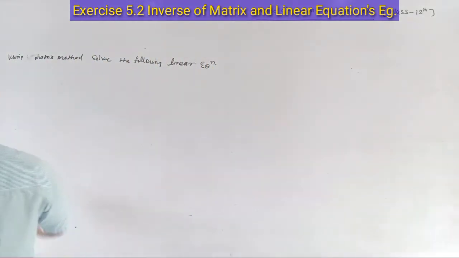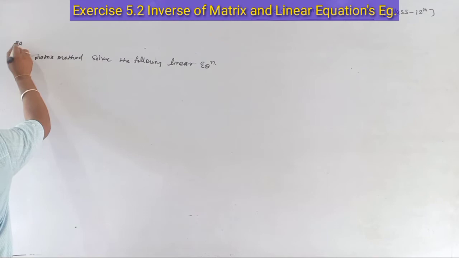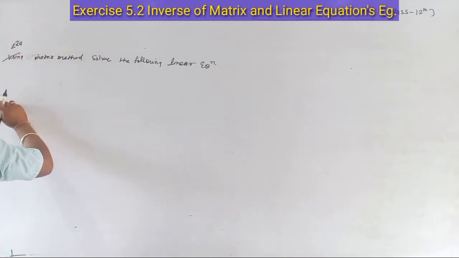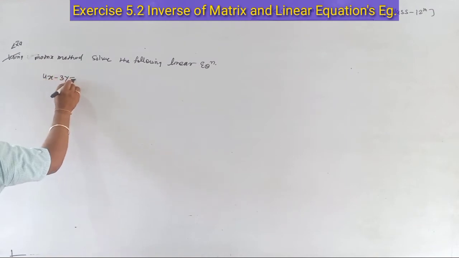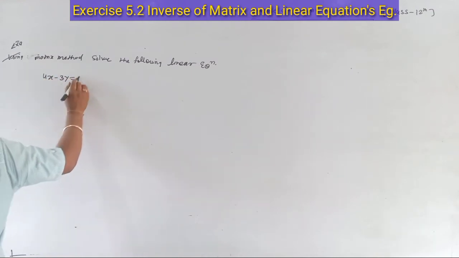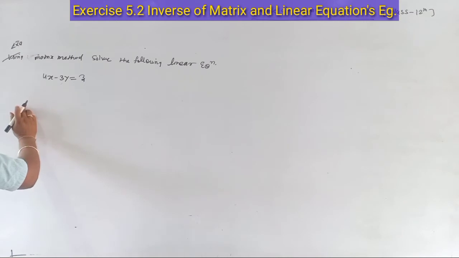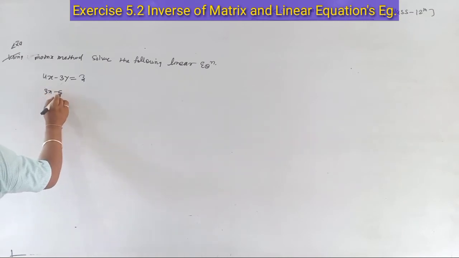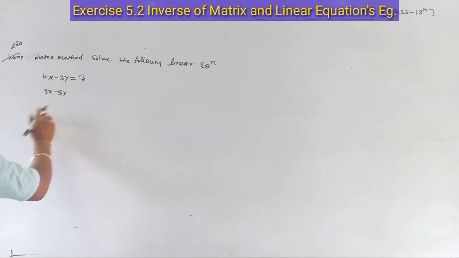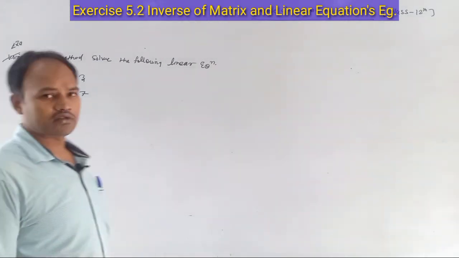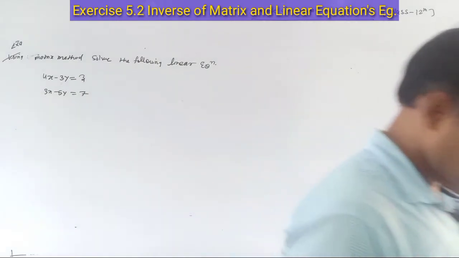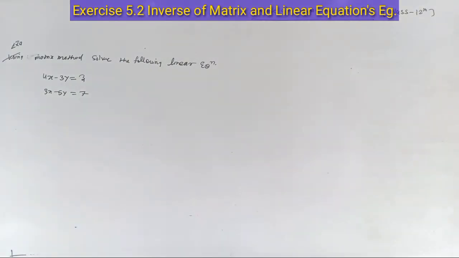What is the matrix method? Okay, so what is the question? It is 4x minus 3y equal 3, and 3x minus 5y equal 7, and we have to find the value. Okay, so this is a different question, and we have to think about the matrix method.